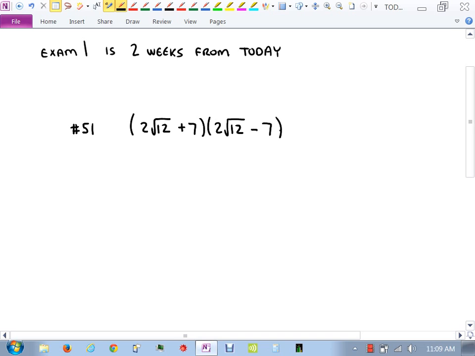So because you're multiplying, you have two sets of parentheses. You have two terms in each set of parentheses. You have to do that foiling thing that we did last class. So you have to start by taking the 2 root 12 here, multiplying it times the 2 root 12 here. Right? That's your first multiplication. So I'm just going to write that down. I'm taking 2 root 12, multiplying it times 2 root 12 again. That's your first thing, right?